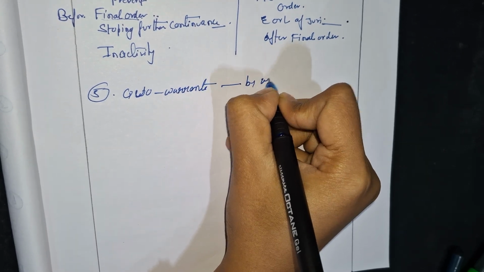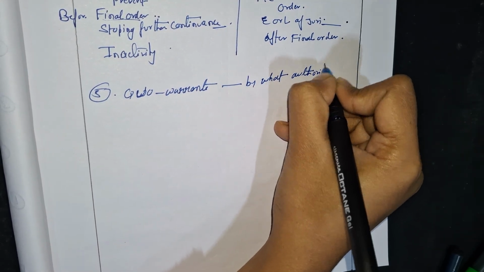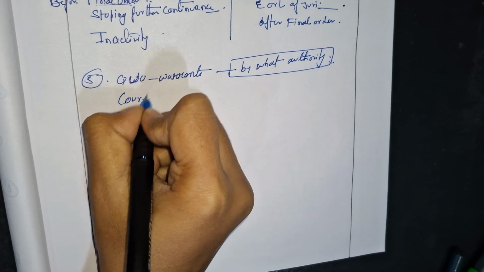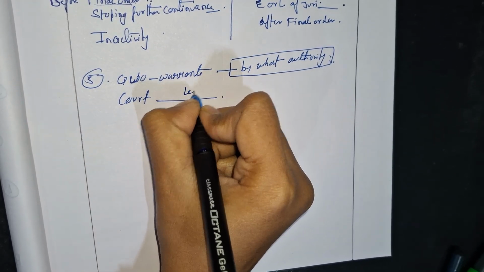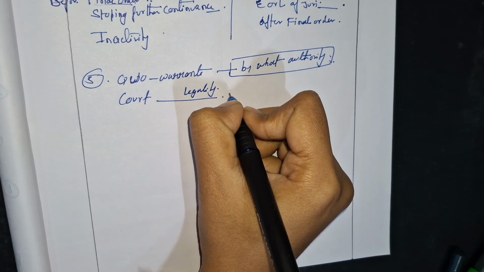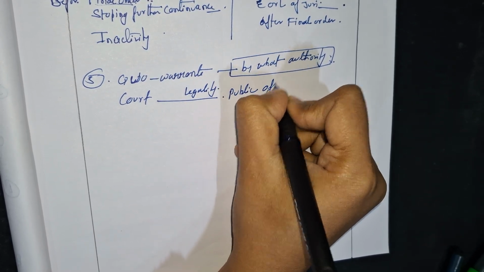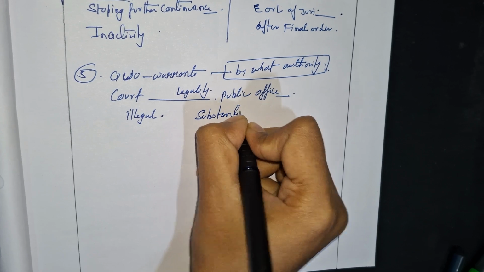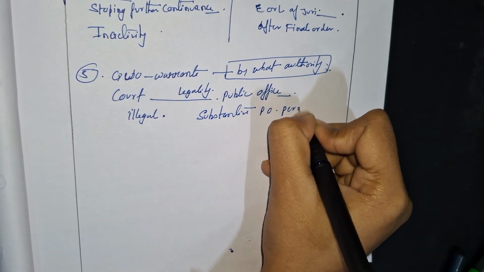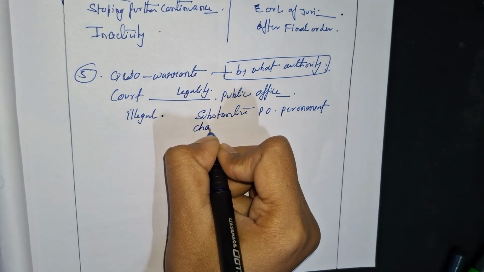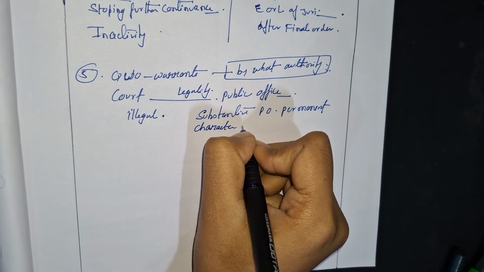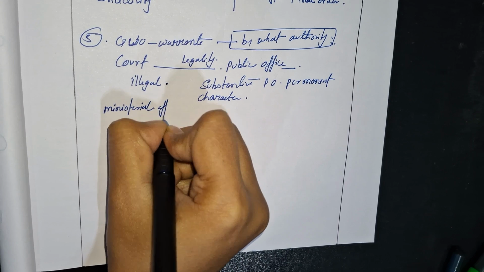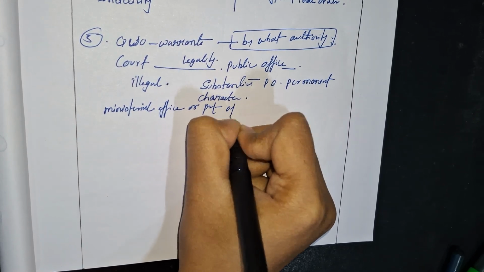Meaning by what authority or warrant. It is issued by the court to inquire into the legality of the claim of a person to a public office. It can only be issued in case of a substantive public office of a permanent character created by a constitution. It cannot be issued in case of a ministerial office or private office.